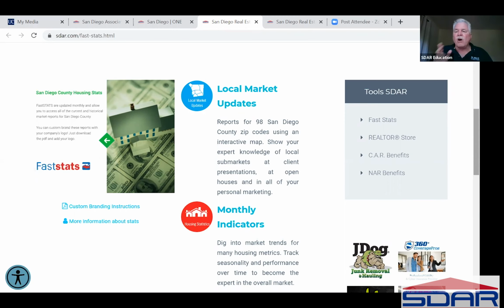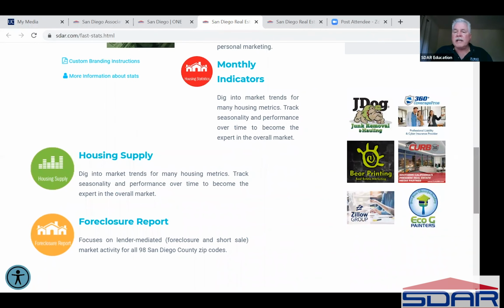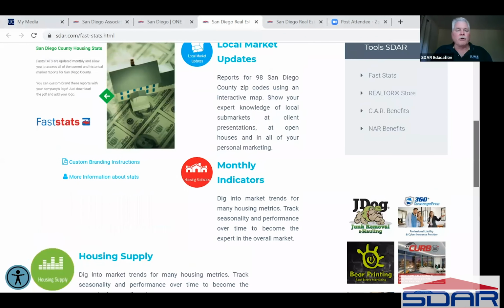All these links take you to the same place. Whether I click on local market updates or monthly indicators or housing supply or foreclosure report, they're all going to take me to the same place. Everybody see where I am here? Yes, you can. So don't worry about that. I'm going to show you how to use the program in just a second.